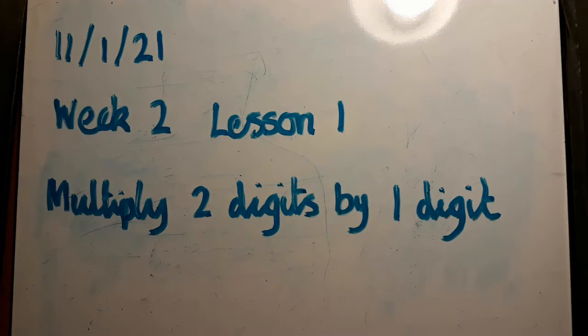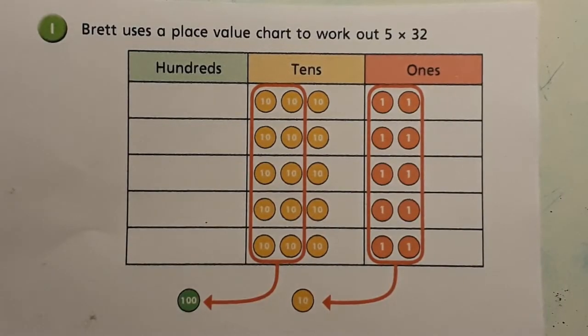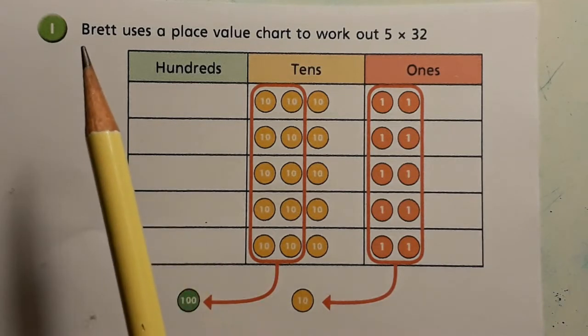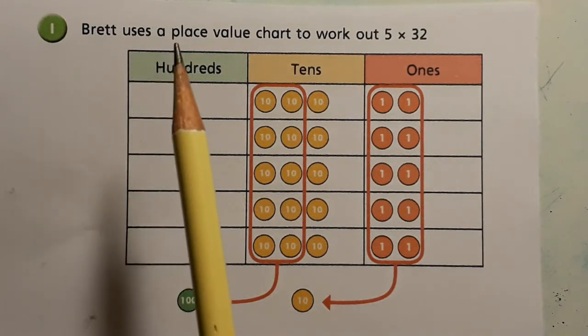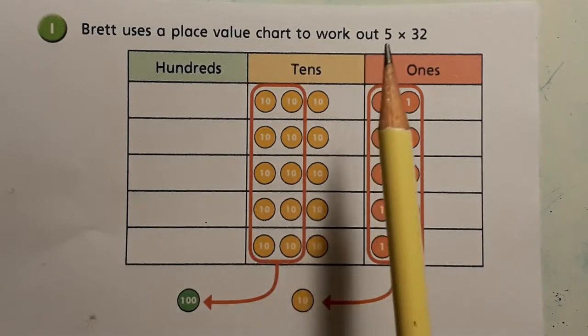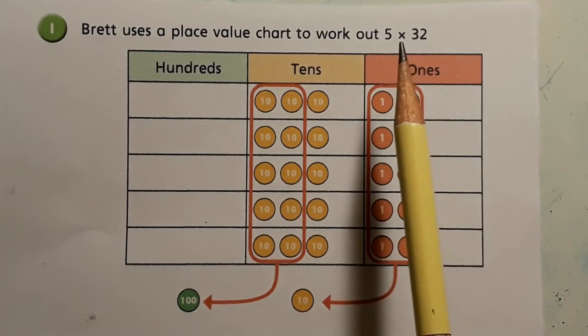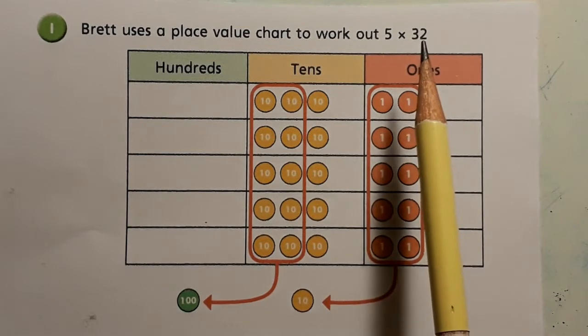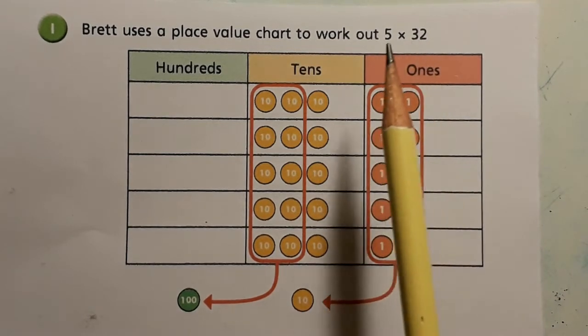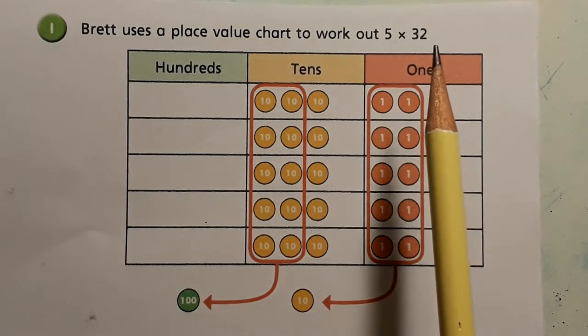Multiply 2 digits by 1 digit. Okay, so if we look at question 1, we can see it starts with Brett uses a place value chart to work out 5 times 32, or 32 5 times.